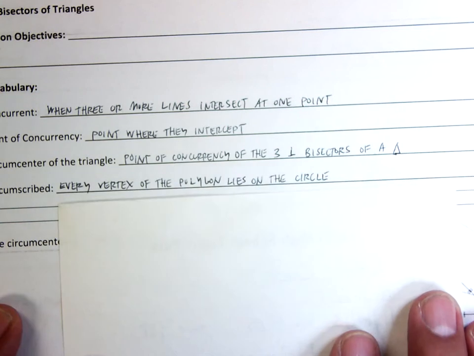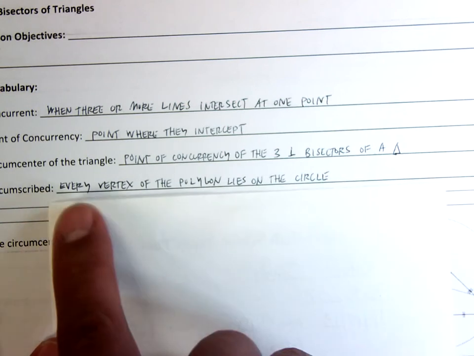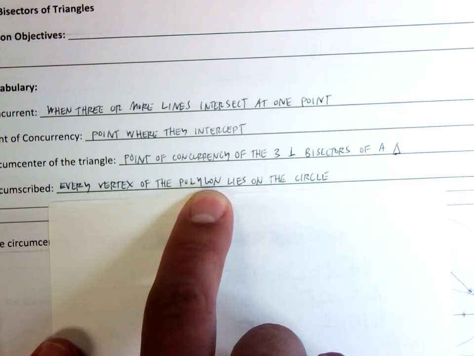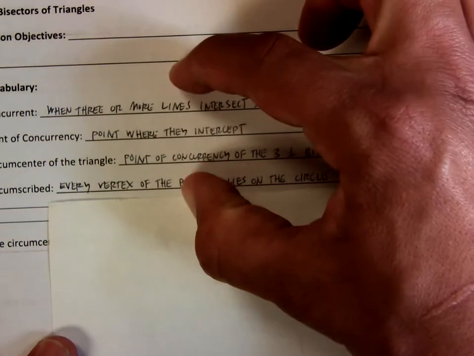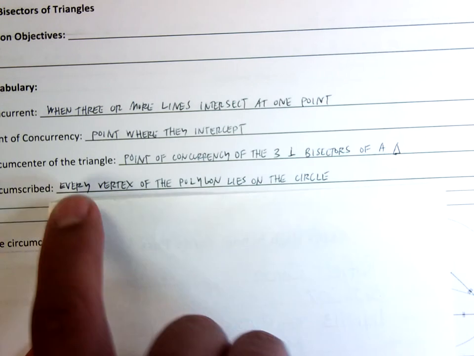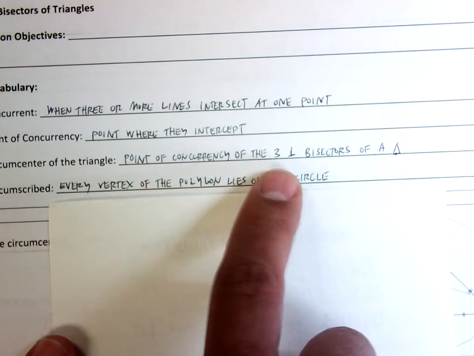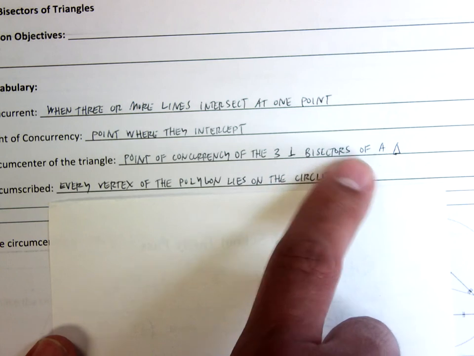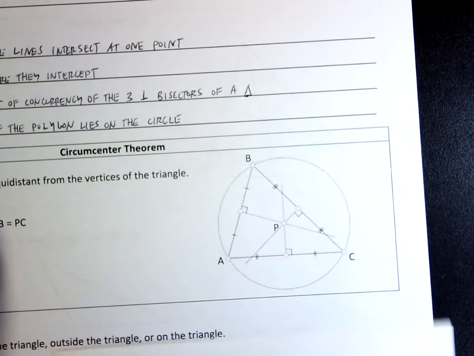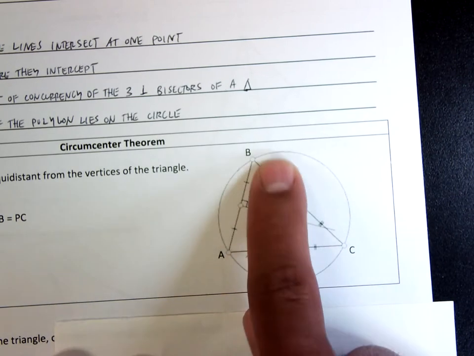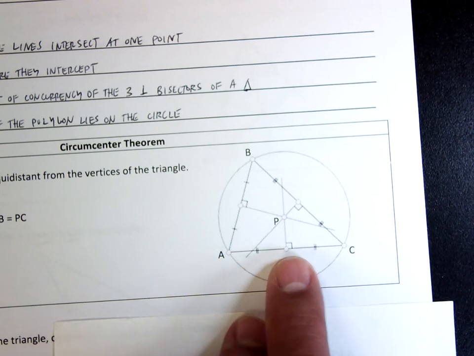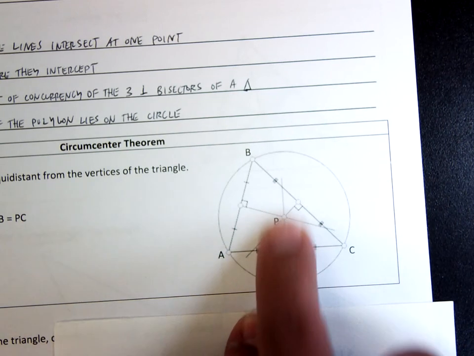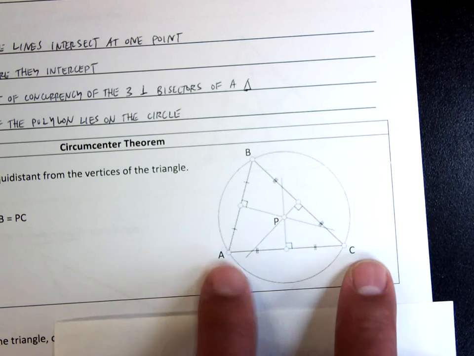And if I circumscribe something, it just means that every vertex of the polygon, in this case a triangle, lies on the circle. Okay, so let's turn this into a picture. So again, the circumcenter is the point where all three angle bisectors of a triangle touch. So here's my triangle, triangle ABC. Notice this segment straight up and down bisects segment AC because of the tick marks, and it's perpendicular. So this is a perpendicular bisector of AC.